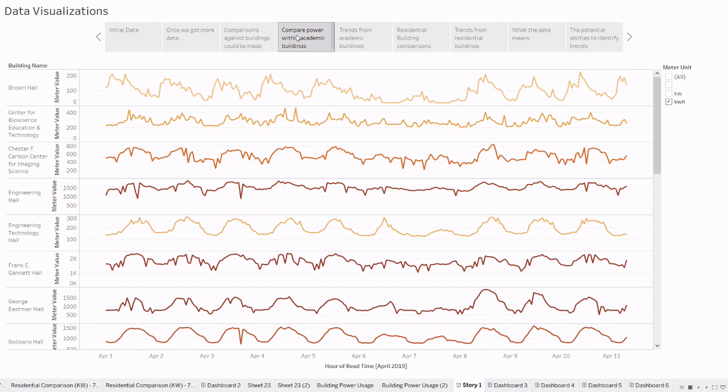So what's great about our data is that it's granular. So we're able to create reports that we can compare against other buildings in a short time period. So for example, here these are all the academic buildings, and we're able to compare the power usage of these buildings on a 1-hour interval. And so this gives users a greater ability to identify trends.